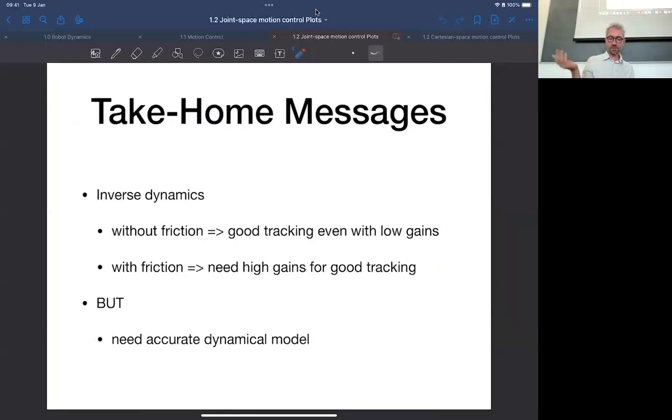So take-home message, inverse dynamics without friction, good tracking even with low gains. We have seen it. If you have friction or actually any non-modeled effect, so having any uncertainty, you need to have higher gains to compensate for these uncertainties if you want to have good tracking. Disadvantage with respect to PD is that you need to have a good model of your robots. So more or less, these are the properties that we have discussed before, but now at least you have seen some examples of some simulations.